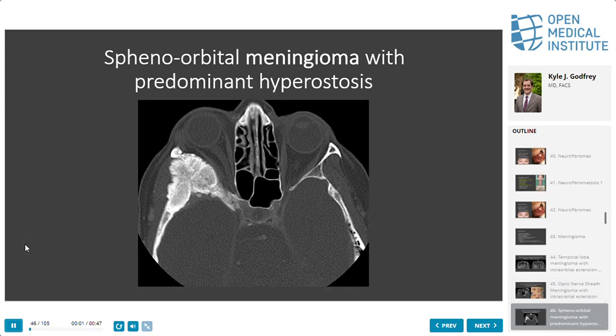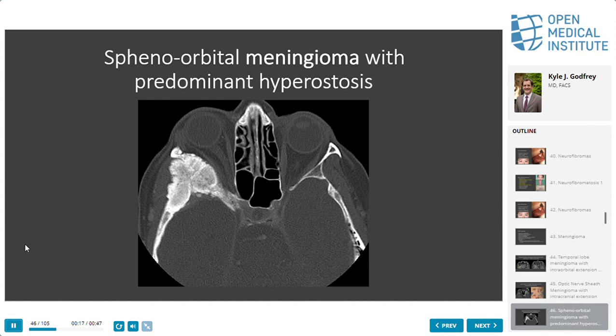And then this is a little bit different, but a more extreme example of that sort of sphenoorbital meningioma. This is really a predominantly hyperostotic lesion. So you can see this is a patient who's going to present with axial proptosis. And these can essentially be managed conservatively until they produce problems like optic nerve compression.